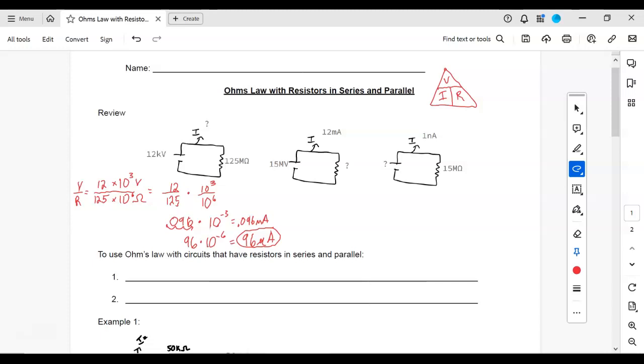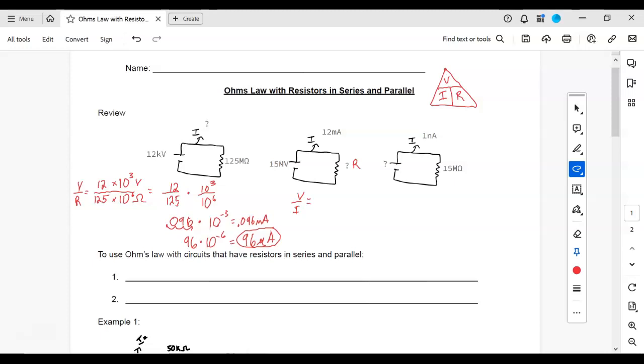Alright, so that's the first one. Let's go ahead and go to the second one here. Second one, we're trying to find what this resistance value is. That means that we're trying to find what R is. So we go up to our triangle. R is equal to V divided by I. So again, V divided by I.